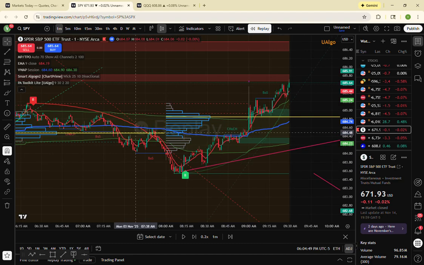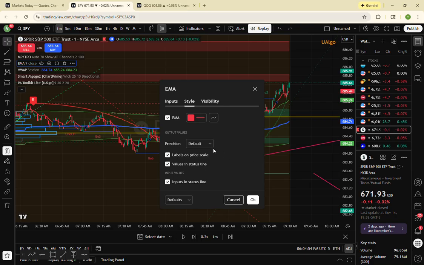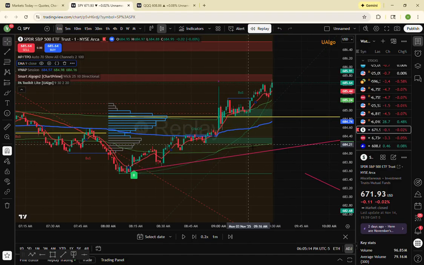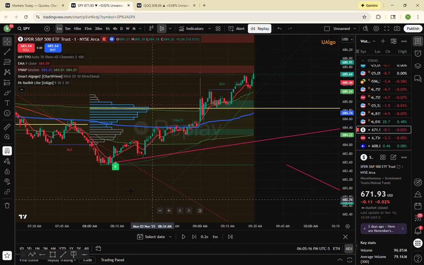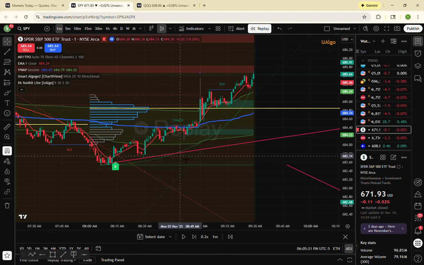Then EMA. Click on EMA. It's only a one-line EMA. This type of EMA is the exponential moving average. Now let's start to backtest. I drew my line right here. This is the level right here. I know eventually price will be coming down here.